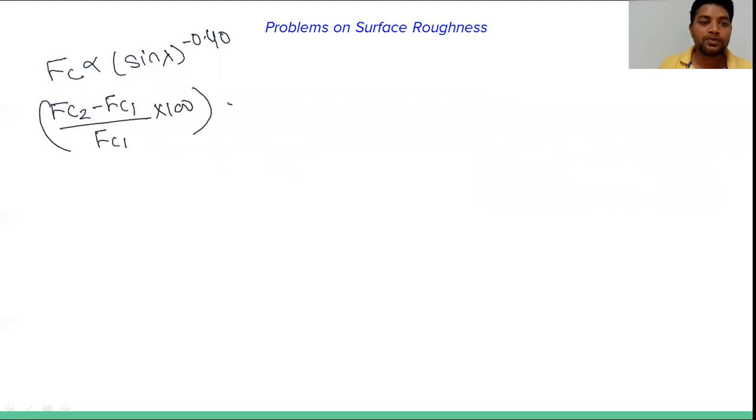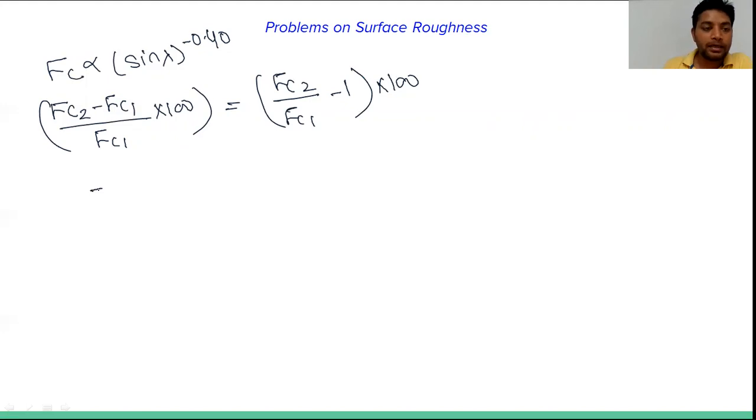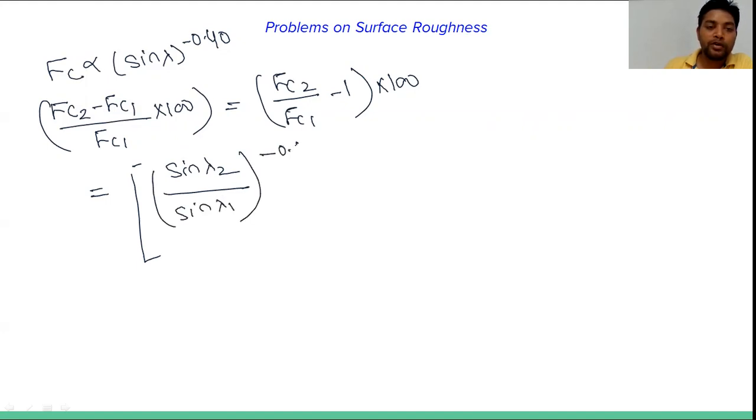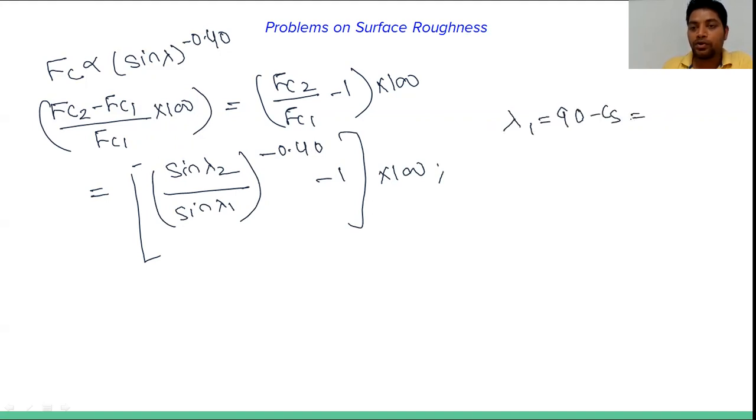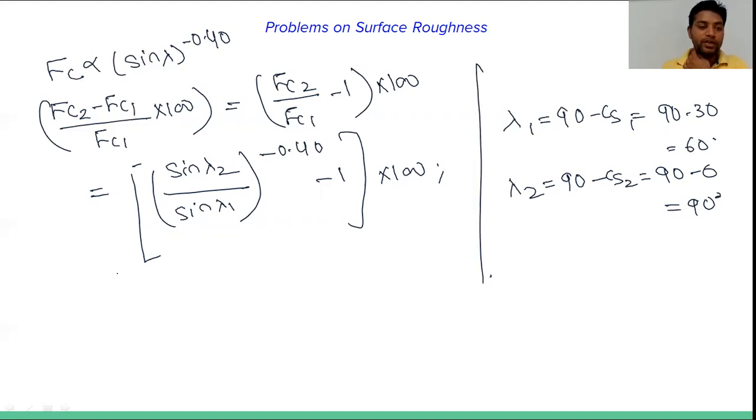So we can write this like Fc2 upon Fc1 minus 1, into 100. This will be sine lambda 2 upon sine lambda 1, raised to minus 0.40, minus 1, into 100. Now for lambda 1, this will be equal to 90 minus cs1, that is 90 minus 30, so this will be 60 degrees. And for lambda 2, this will be 90 minus cs2, where cs2 is 0 degrees, so that will become 90 degrees.